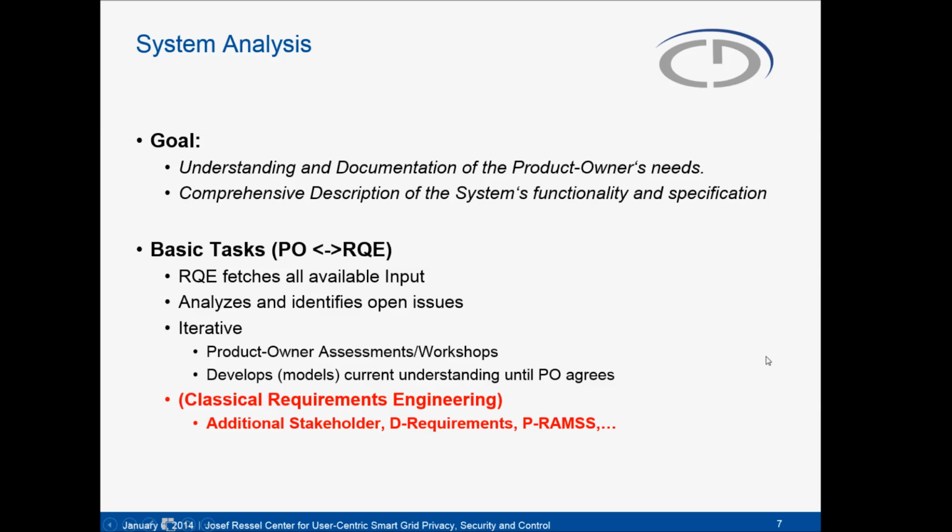In parallel to this, we have to execute all the tasks from classical requirements engineering as we know. So this means we have to identify additional stakeholders, we have to identify the developer requirements, and of course we have to mention some issues like quality requirements. Let's say like here privacy, reliability, availability, maintainability, safety, security, and many more things.